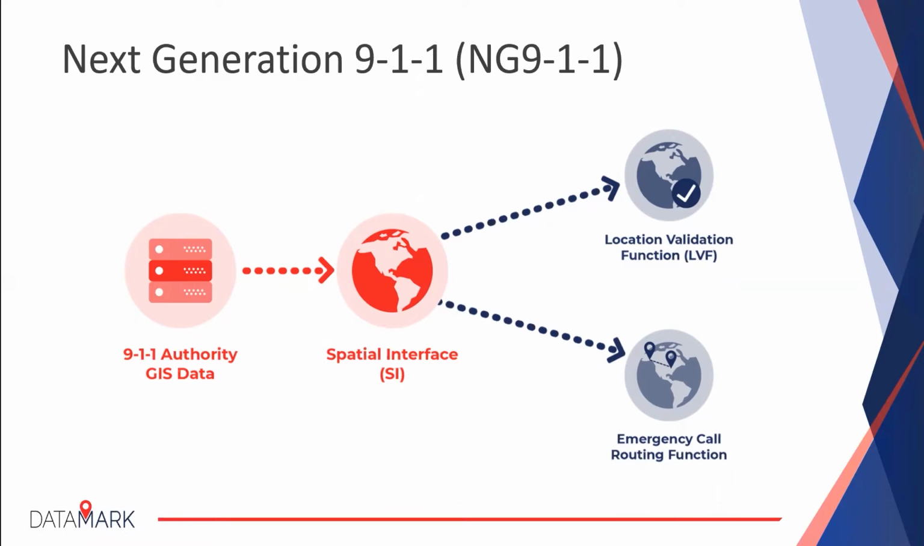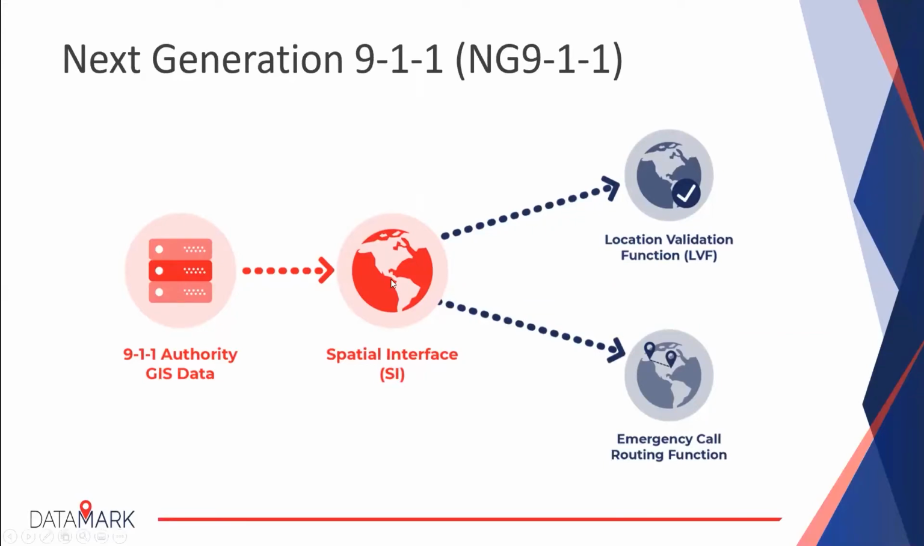Now, either the GIS data can be provided to the 911 authority who will provision the data. Technically, it's the responsibility of the 911 authority to provision the data, although they can share that responsibility with the GIS data provider, or you may have direct access. But the spatial interface is actually the interface within the NG9-1-1 network that your data will be provisioned to. Now, the spatial interface provides the interface between you and your data and the location validation function and the emergency call routing function.